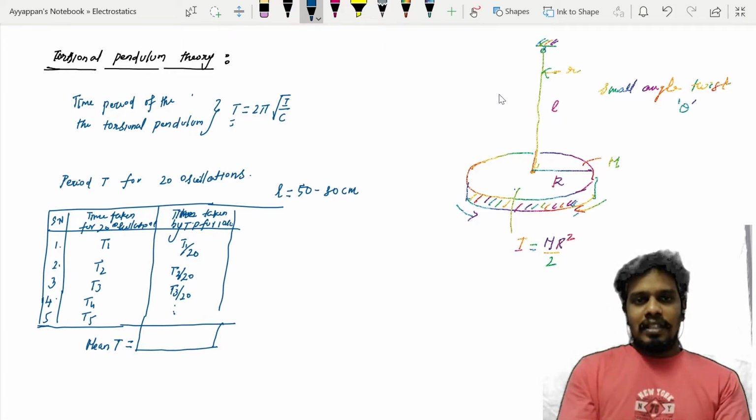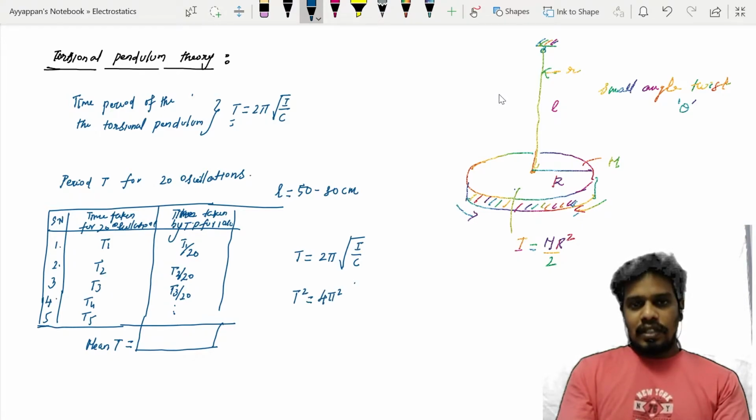Now, from the theory, we know the time period is equal to 2 pi square root of I by C. If you square both sides of the equation, it will give T square equal to 4 pi square, because squaring cancels the square root, times the moment of inertia of the disk divided by the couple per unit twist.